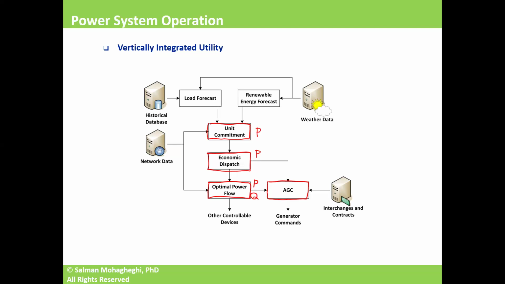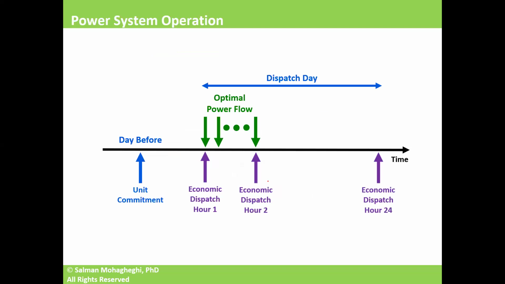So with unit commitment, economic dispatch, optimal power flow, and AGC, we manage to respond to these variations that range from daily variations all the way to secondary variations. Typically, daily variations are covered by unit commitment, hourly variations are covered by economic dispatch, minutely variations are responded to by OPF, and secondary variations are responded to by AGC. This diagram perhaps helps you get a better perspective of the timeline.